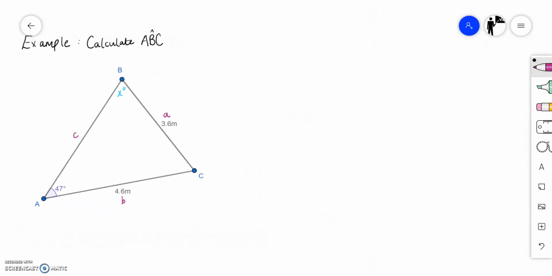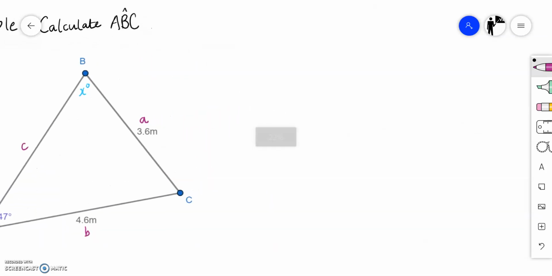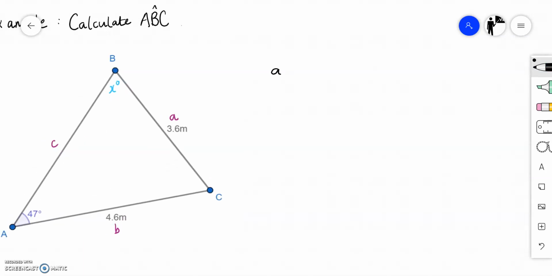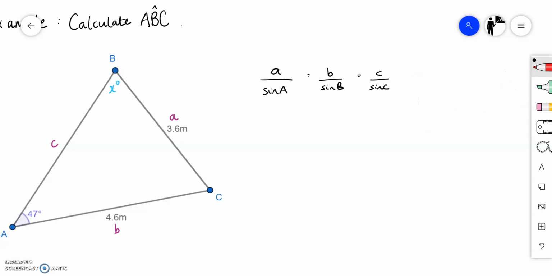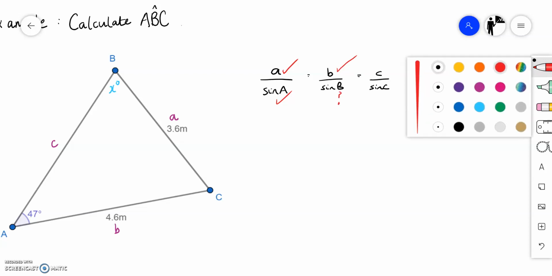Okay, so we'll write down our sine rule in black. So the sine rule is a over sine A equals b over sine B, which is equal to c over sine C. Okay, so let's tick what we know and highlight or question mark what we want to know. We know side length a. We know angle A. We know side length b. We want to work out angle B. We don't know anything to do with c or angle C.